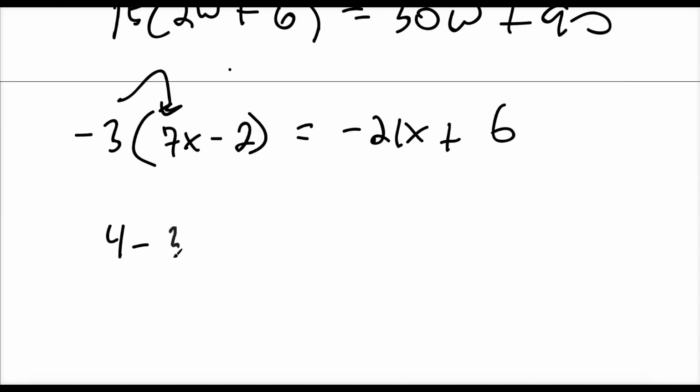Right. So now if I want to do 4 minus 3 times 7x minus 2. What's the sign on the 3? Negative. So you're going to go here. What are you going to get? Oh, I know why you said 1. Hold on. Okay, that's wrong. Why is it? You know why it's wrong? Because you do the parentheses first.